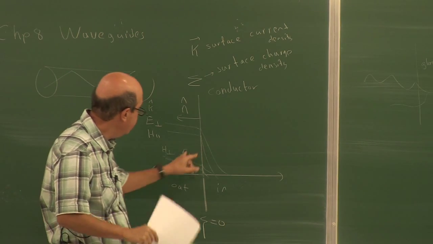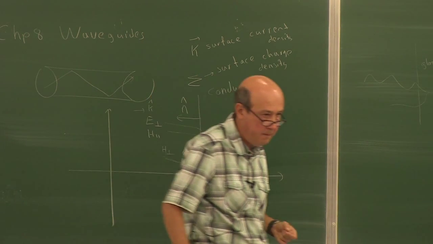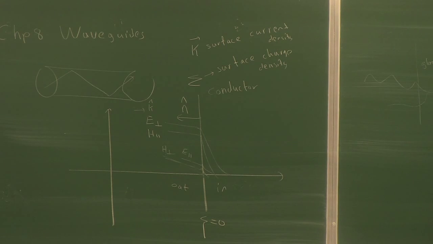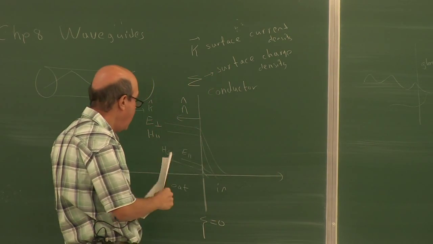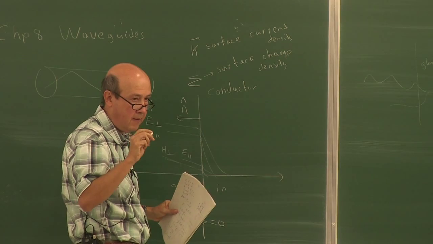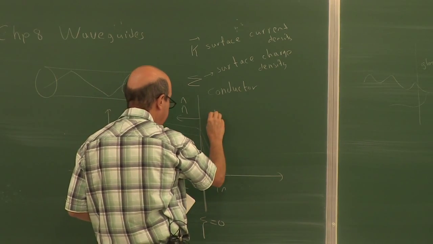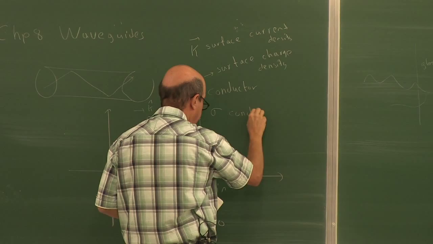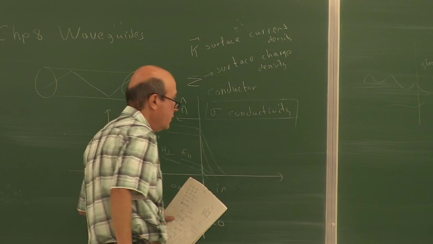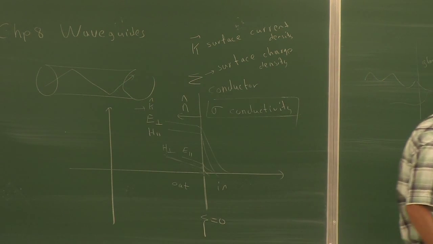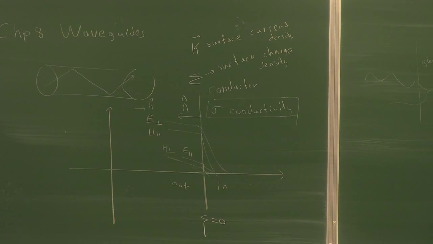That penetration is called the skin depth. So first we are going to derive the skin depth using some of the Maxwell's equations. Now let us allow that our conductor is not perfect, has some conductivity, and we are going to allow some field to penetrate the conductor.